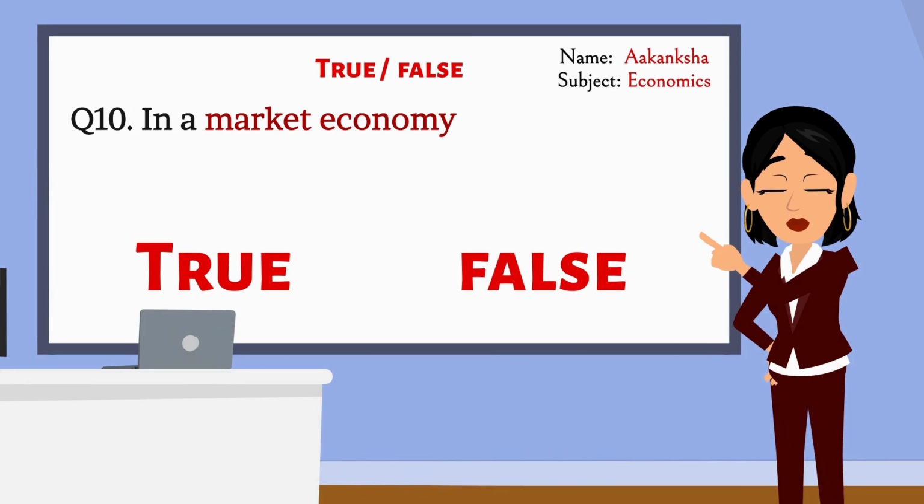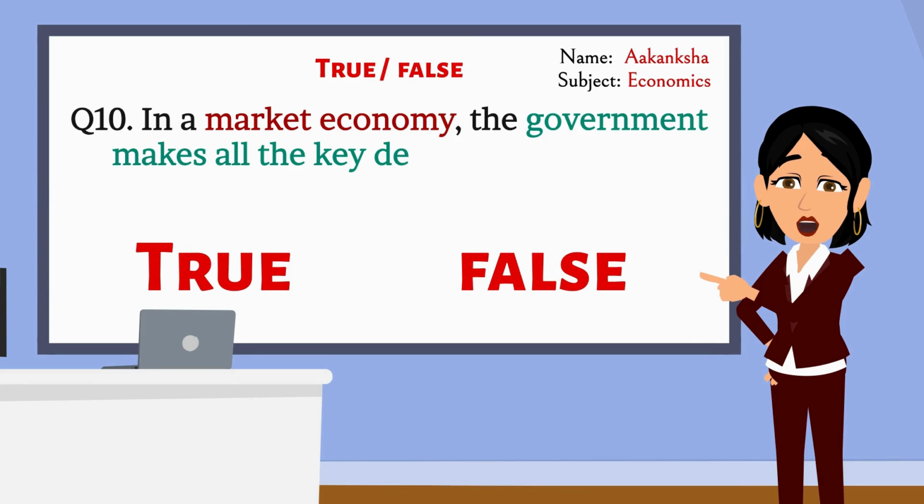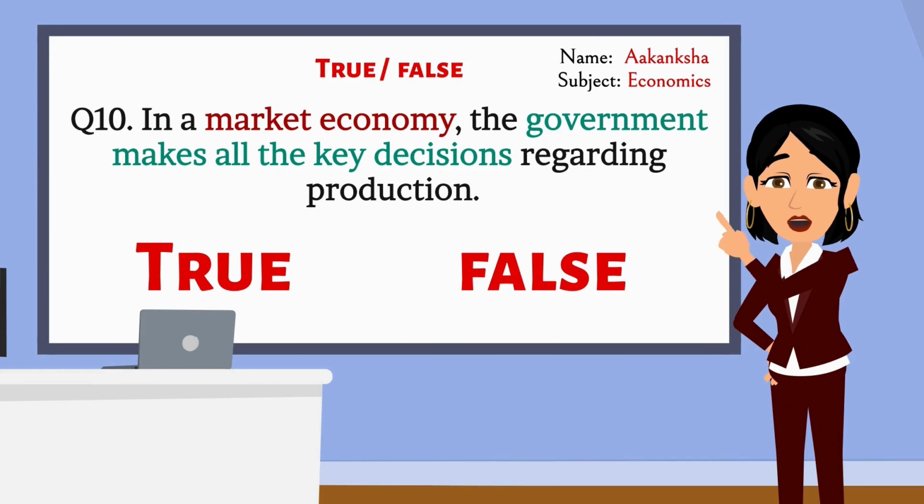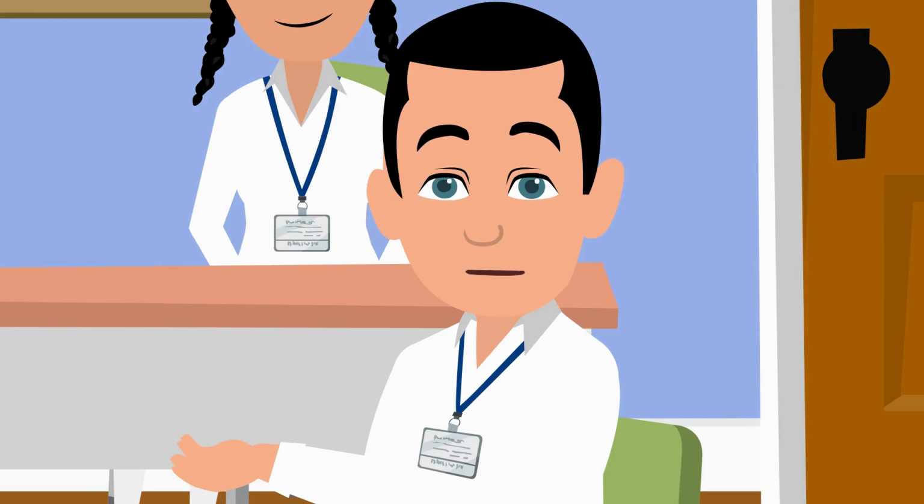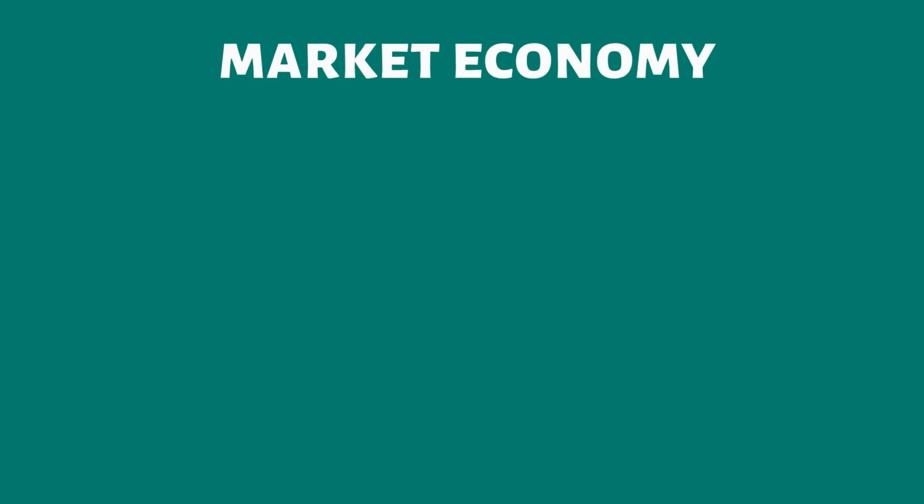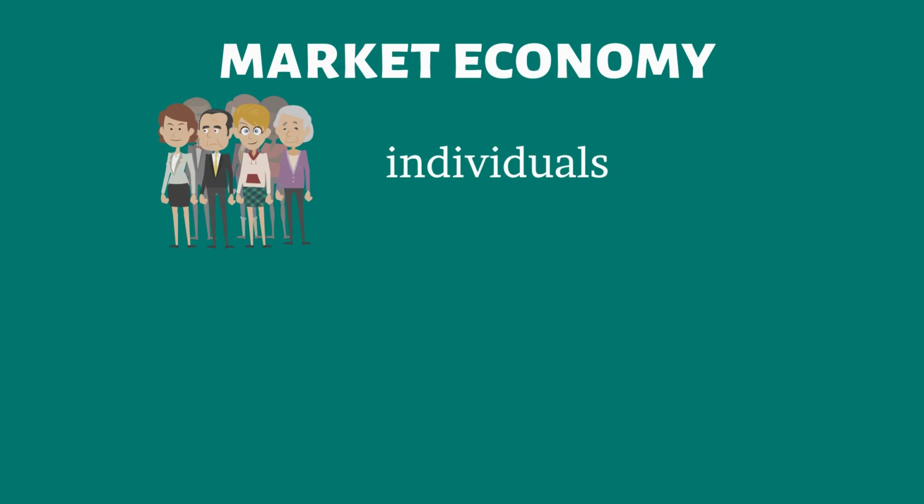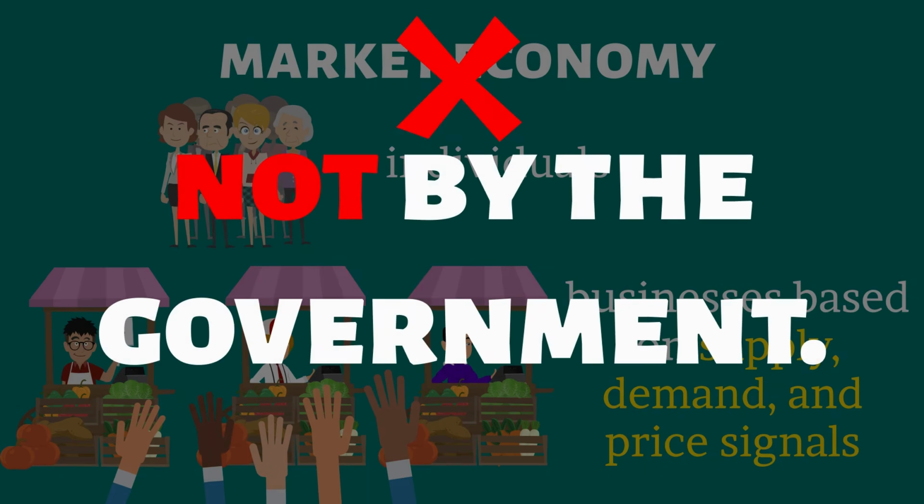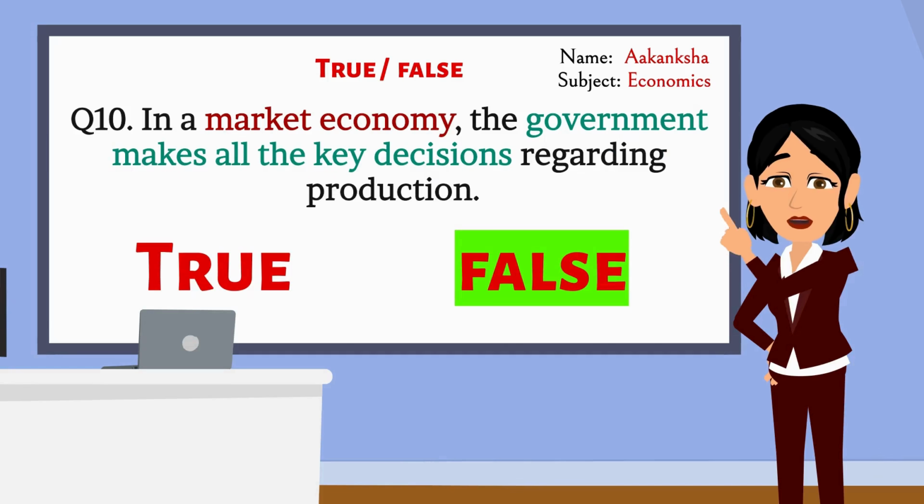Next question. In a market economy, the government makes all the key decisions regarding production. True or false? False. It's a false statement, ma'am. Correct, Ansh. Why is it false? In a market economy, decisions about production are made by individuals and businesses based on supply, demand, and price signals, not by the government. Perfectly explained. Fantastic job, everyone.